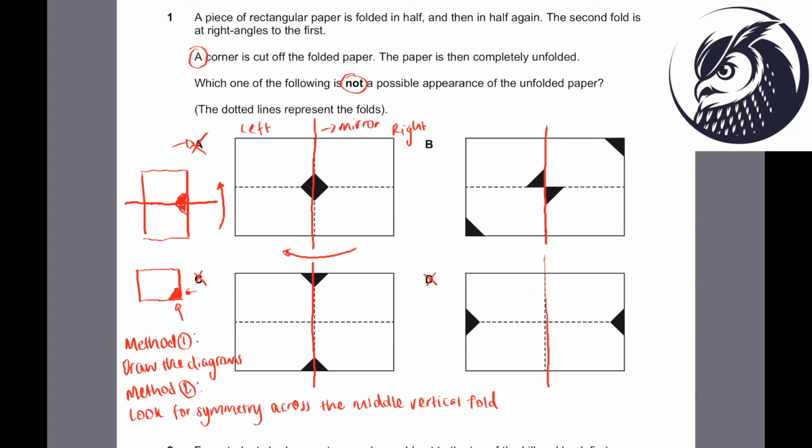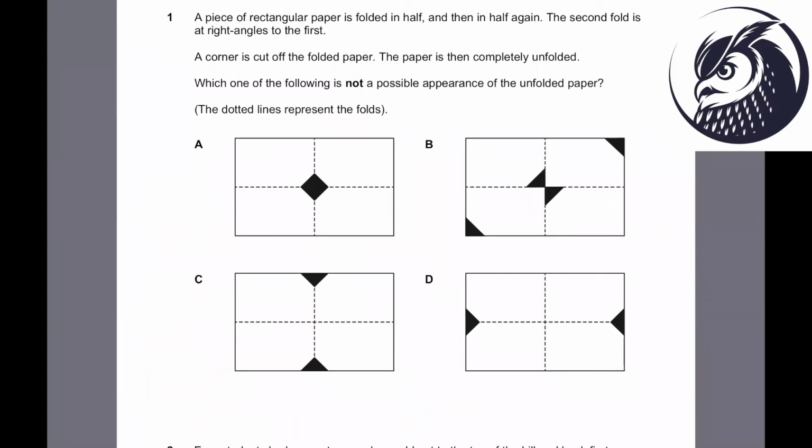Okay. So in the exam setting, especially because thinking skills is a quite time-intense paper where you only have around a minute per question, you want to look for these shortcut methods, okay? And in this case, it is looking for a symmetry across the middle vertical fold that will allow you to get to the answer as quickly as possible, okay? And let's now move on to question 2.